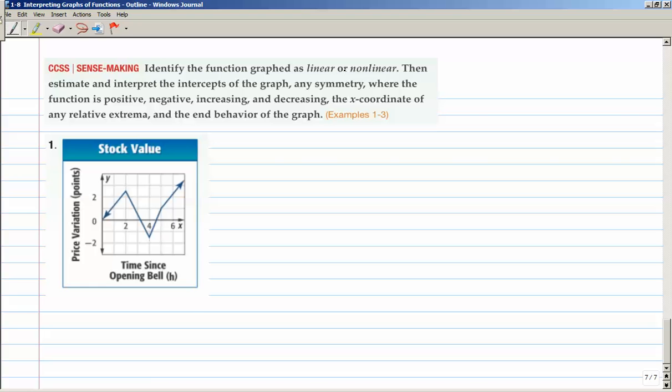The function, is it linear or nonlinear? This one, even though it's made up of straight lines, it is not like one line altogether. So it is nonlinear. Linear would be just one straight line.